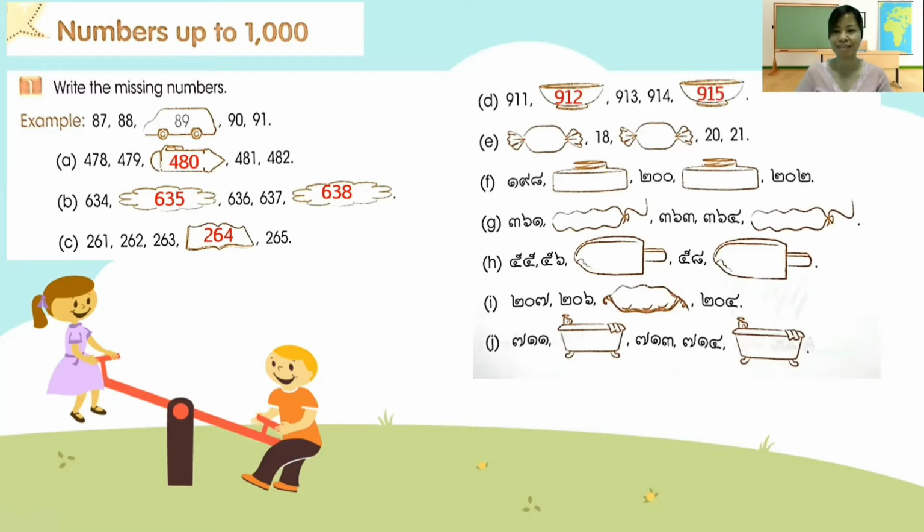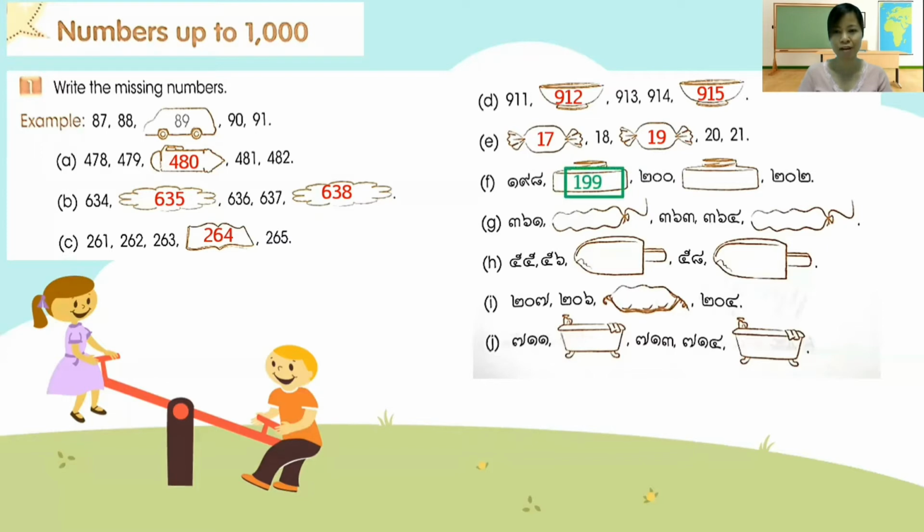Good job. Letter E. What is the number before 18? And what is the number after 18? Can you give me the number? You're right. 17, 18, 19. Good job. For the next part, for letters F, G, H, I, and J, you're going to do it yourself, but you're going to write the numbers in Thai. And our Thai teachers will help us check if your answers are all correct.